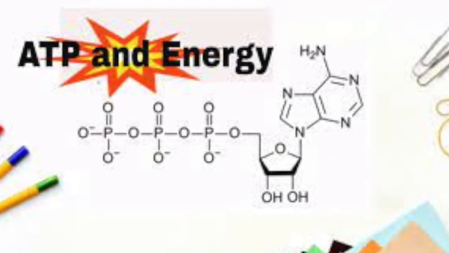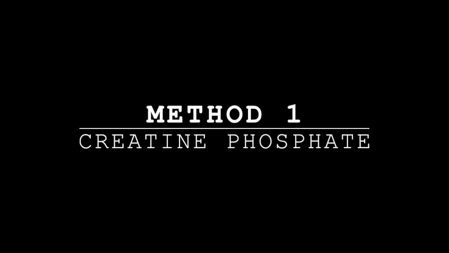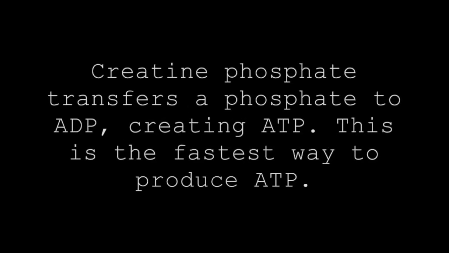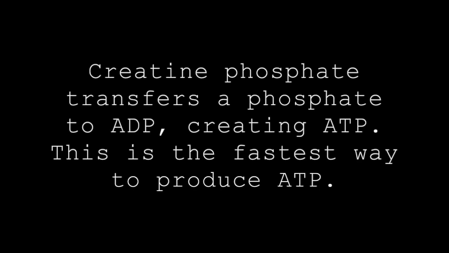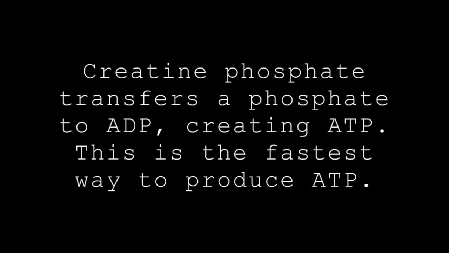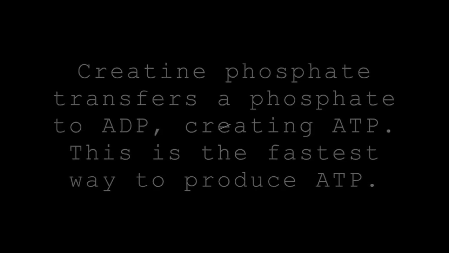The next part of whole muscle contraction is generating the energy for the contraction. ATP is the source of energy for the contraction and can be acquired in 3 different ways. The first way the body generates ATP is by having creatine phosphate transfer a phosphate to ADP, forming ATP. This is the fastest way to produce ATP.